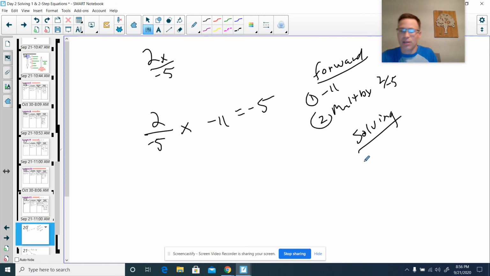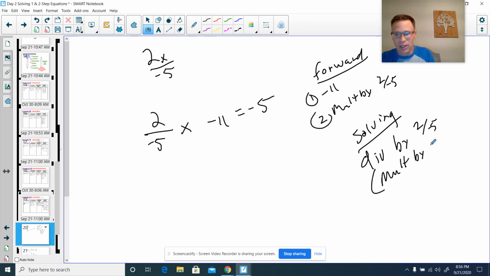Now that should be divide by 2 over -5, but it's a fraction, right? So we never divide fractions. Instead, we're going to, hopefully you should finish this sentence for me, we're going to multiply by the reciprocal. So that is what's going to save us the work. We're going to multiply by the reciprocal. And that's our first solving step.